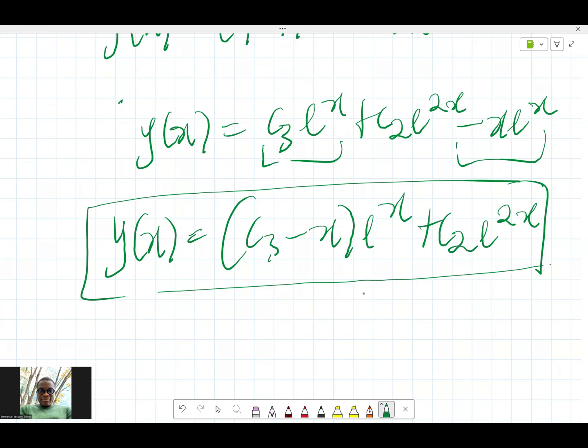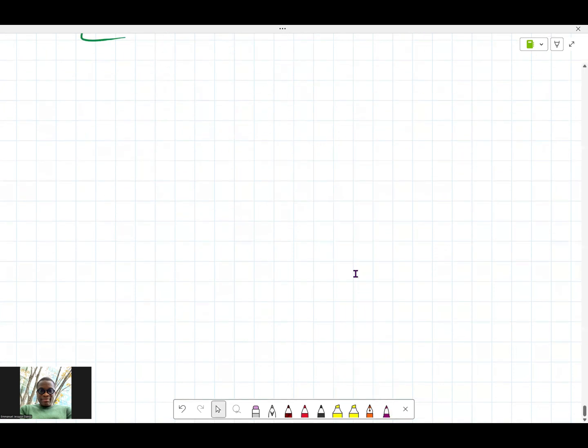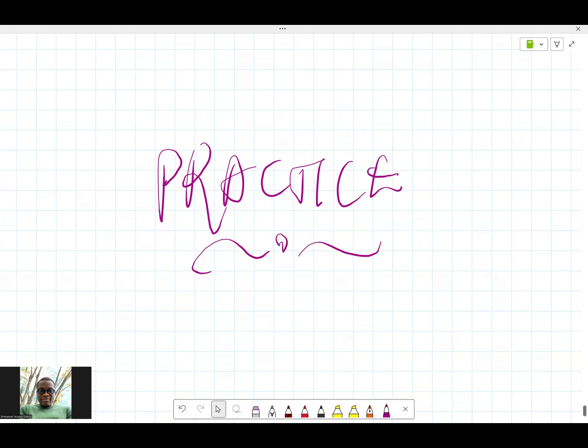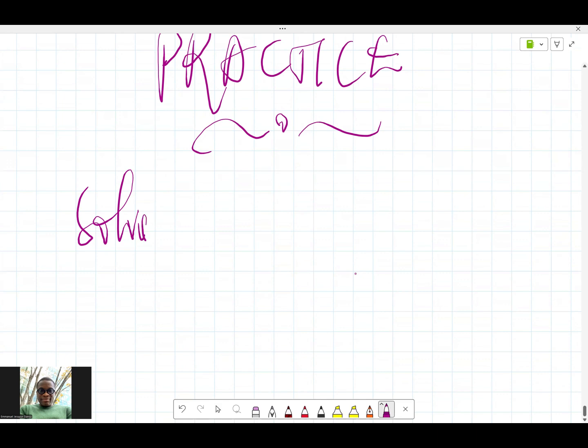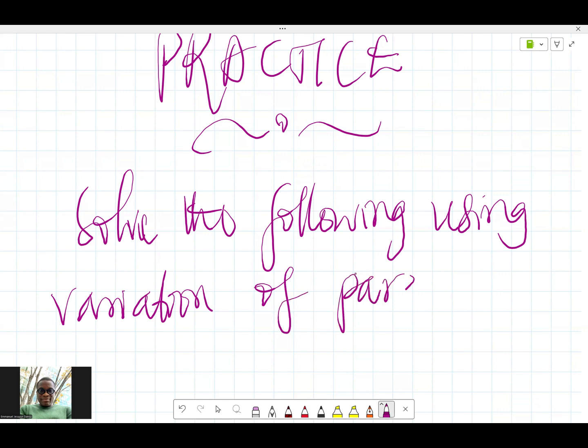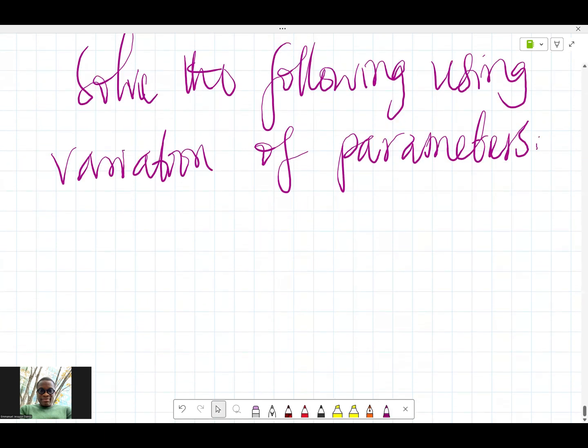Okay, so let's take some practice. Solve the following using variation of parameters. Like you discover that under differential equations, I've been given a lot of tasks because the questions are really easy to write. Number 1: y'' minus y equals e^x.